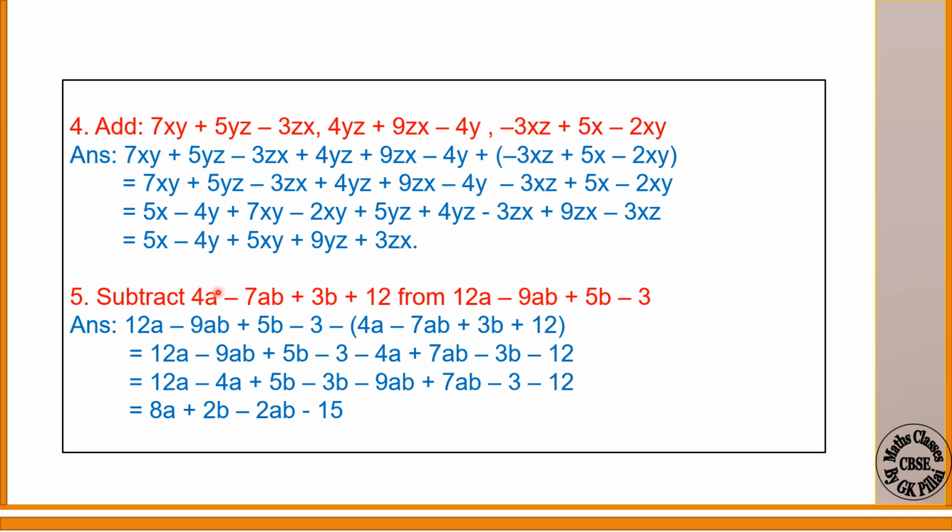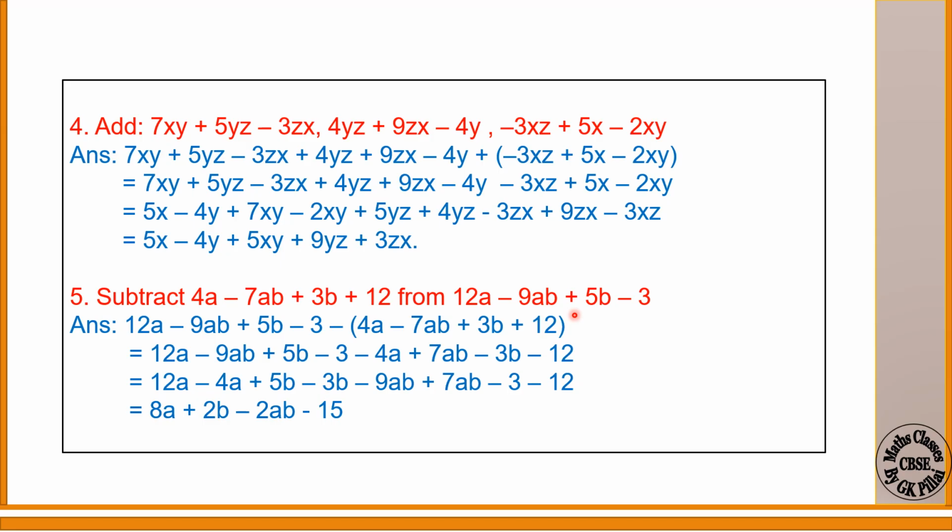Another one. Add this, this and this. Write the first one first, second here and put a plus sign and write these things within the bracket. You don't have to change the sign. You just remove the bracket and write it as it is. Then you combine the like terms and simplify. I have written that way only. So your answer will be like this.